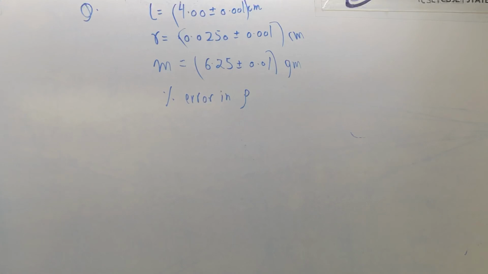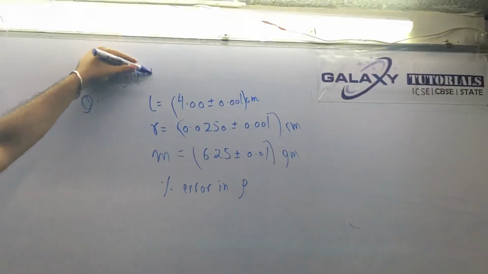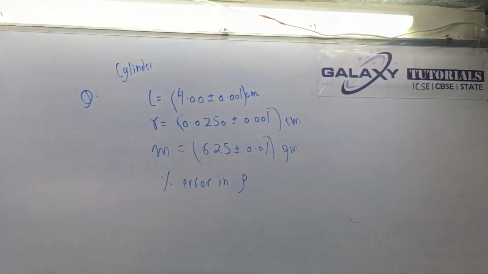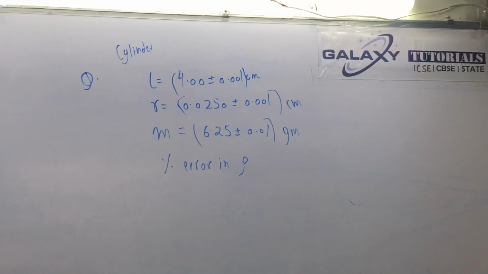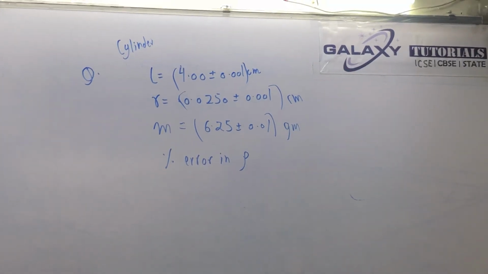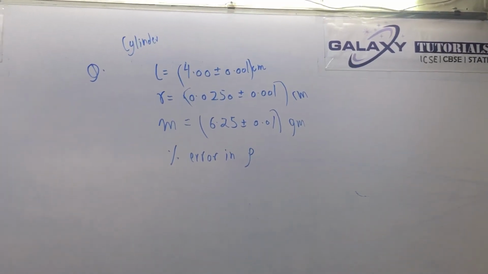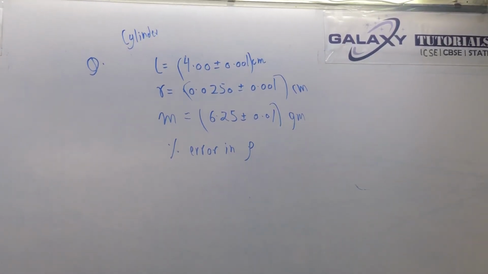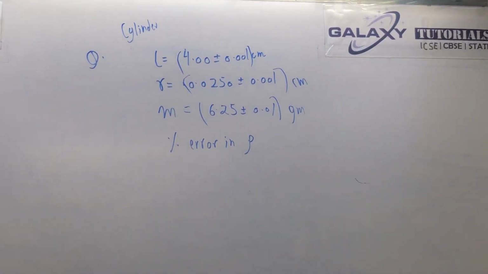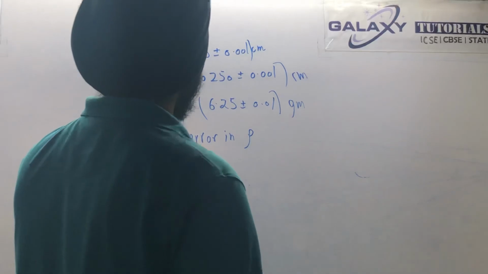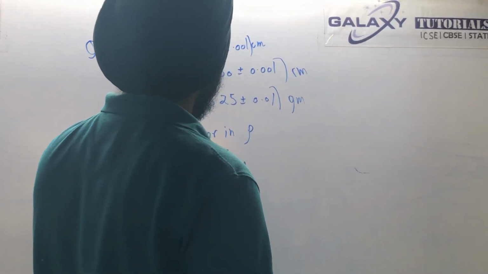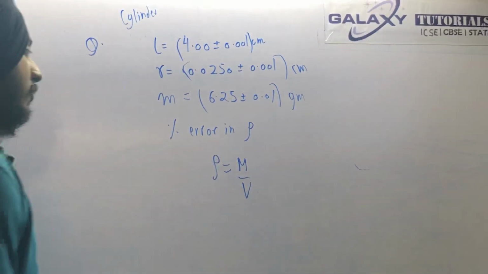Okay, here we are talking about what? We are talking about a cylinder. This is a cylinder, okay. What they have given you in the question is length of the cylinder, the radius of the cylinder, and the mass of the cylinder. They have given you these three values. What we have to find out is the error in the density of the cylinder. So first of all, what is the formula for density? Mass upon volume.